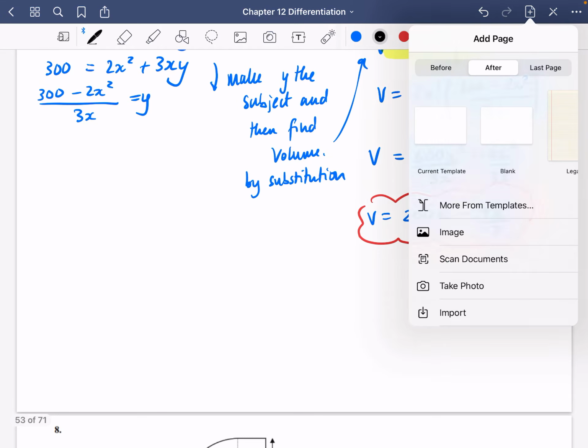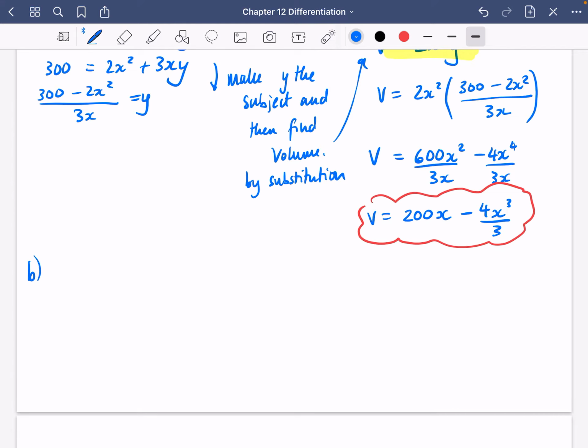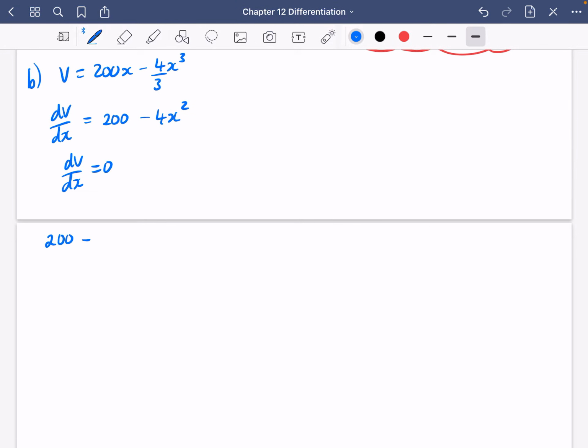I'm going to add in a blank page here because I know we're going to take a bit of time for this. So we've got V is 200x minus 4x cubed over 3. I like writing it like 4 over 3 x cubed. So dV by dx is going to be 200 minus 4 over 3 times 3 is 4, and I'm going to reduce that power by 1. I'm now going to say that dV by dx is equal to 0. In other words, 200 minus 4x squared is equal to 0. So 200 is equal to 4x squared. Dividing both sides by 4, I get that 50 is equal to x squared. And so x is equal to the square root of 50.